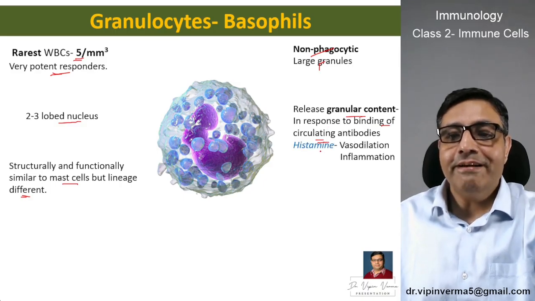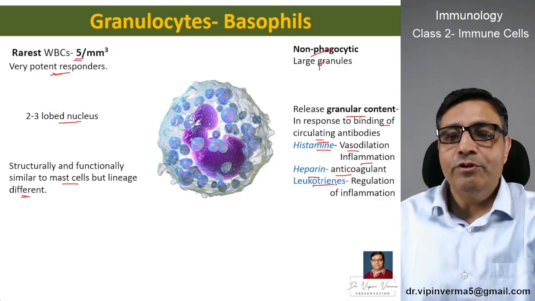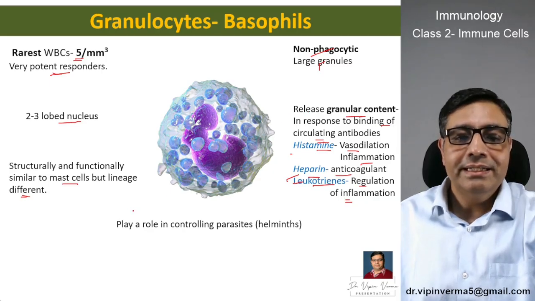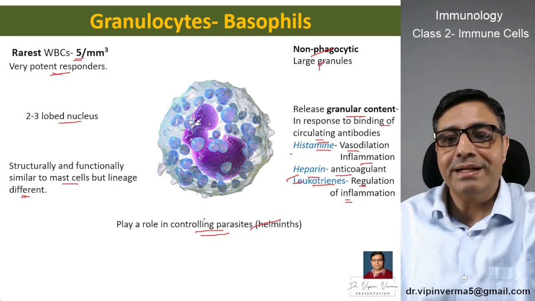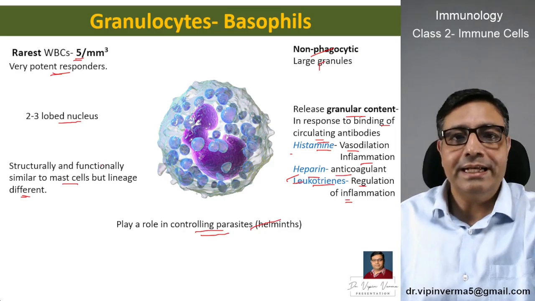They have histamine, which causes vasodilation and inflammation. They have heparin in their granules, which is an anticoagulant, and they have leukotrienes, which regulate the inflammation. So histamine, heparin, and leukotrienes are the important granular content. They play a role in controlling parasites, particularly the helminths. So whenever there is a parasitic infection, you can easily assume that basophils are in action.